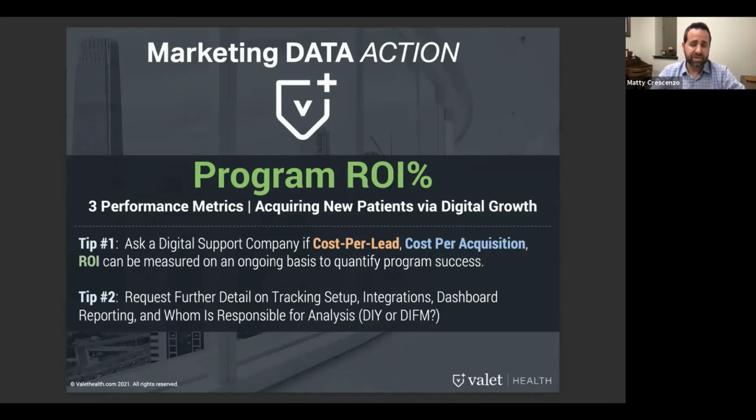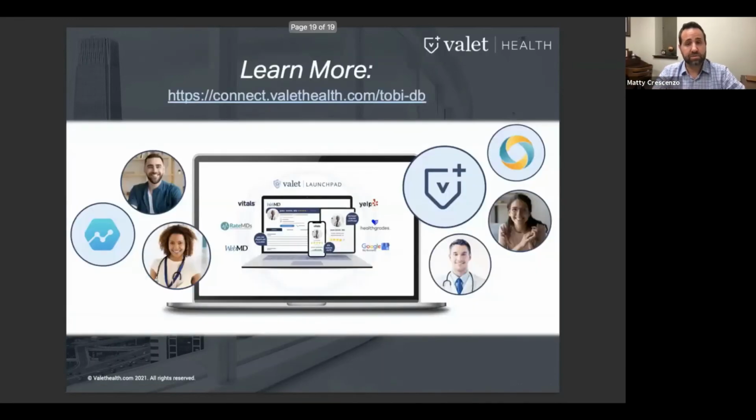And then if it is, who's ultimately responsible for analysis? Is it something that you or somebody at the practice is responsible for doing, or will those insights be served up to you so that you know what's next and you can have a proactive approach to grow your practice?